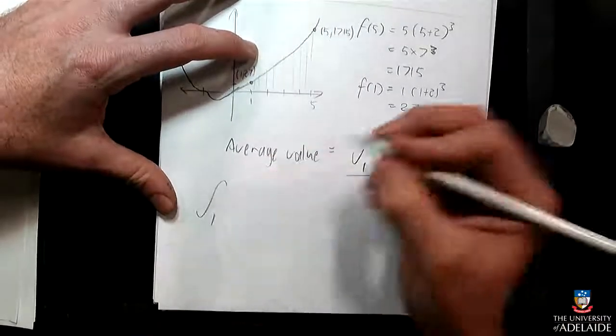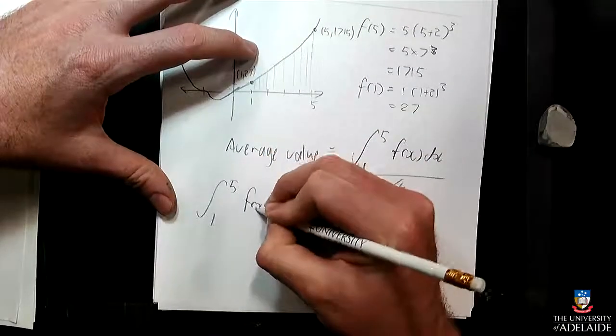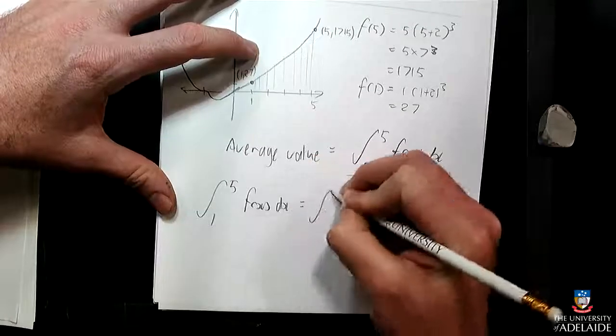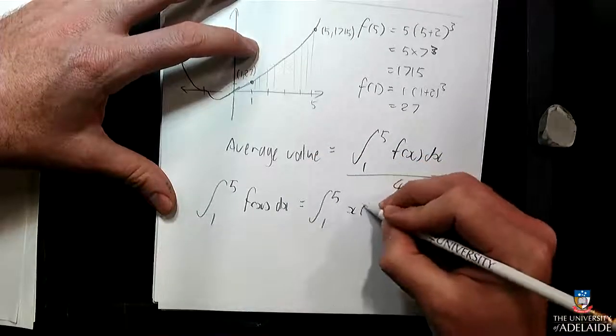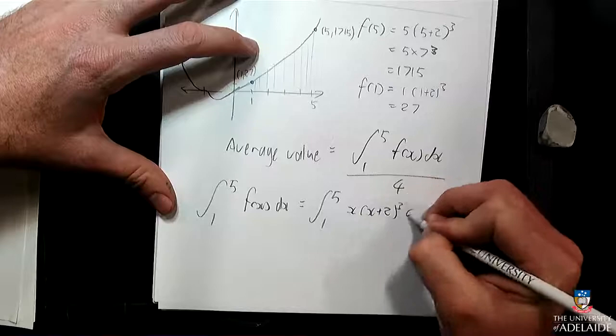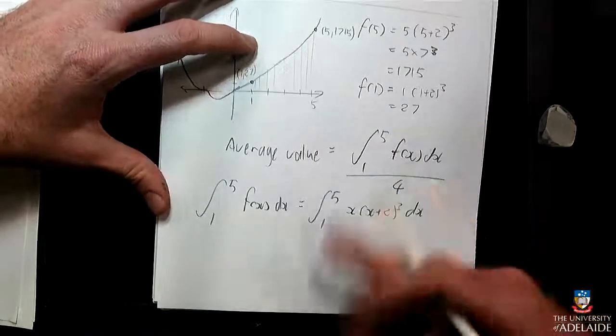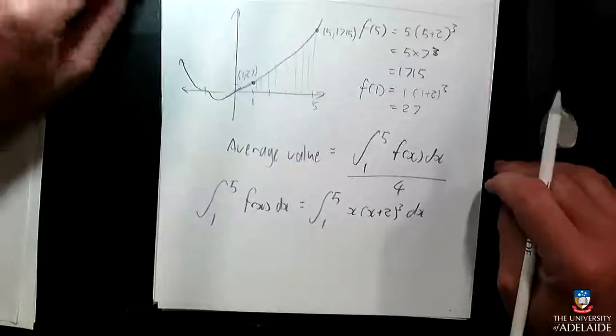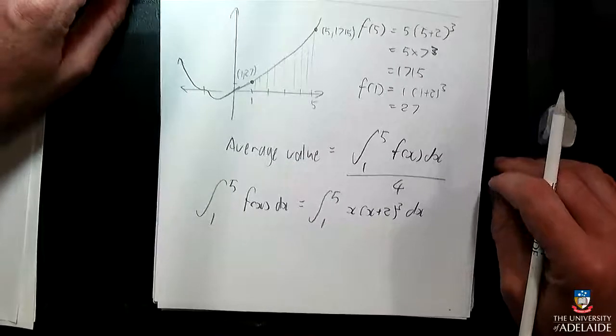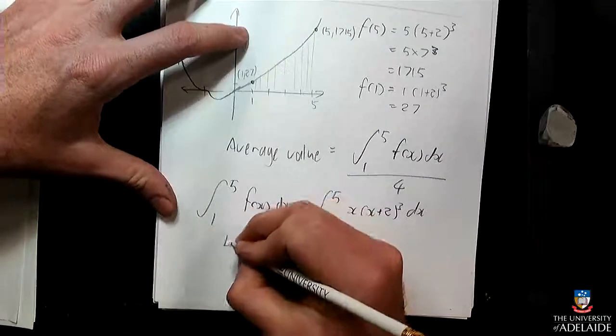Now, the integral from 1 to 5 of f of x dx is the integral from 1 to 5 of x times x plus 2 cubed dx. I could expand it out. A substitution might help. So let's see.